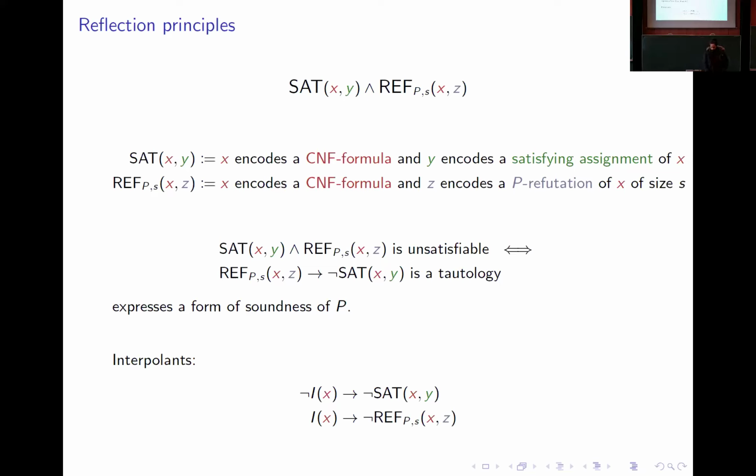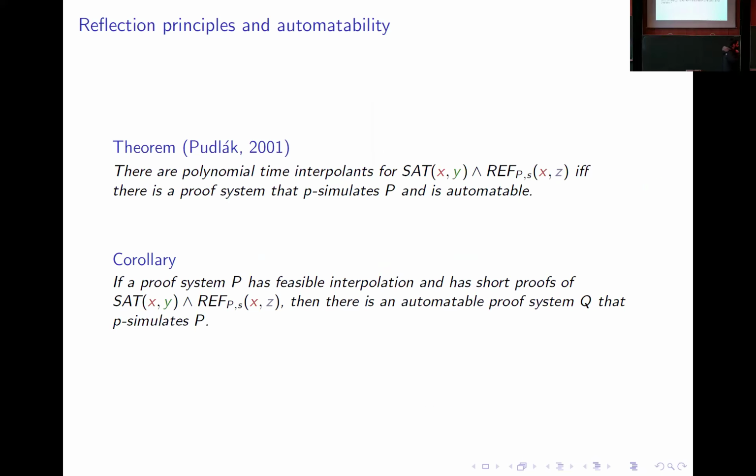The connection with automatability becomes apparent from the following theorem, saying that there are polynomial time interpolants for the reflection principle of P if and only if there is a proof system polynomially simulating P that is automatable. In other words, the canonical pair of a proof system is separated by a polynomial time algorithm if and only if the system is weakly automatable. In particular, if a proof system has feasible interpolation and has short proofs of its reflection principle, then it's weakly automatable.